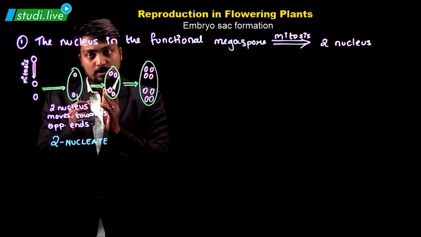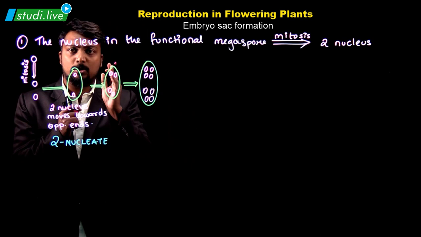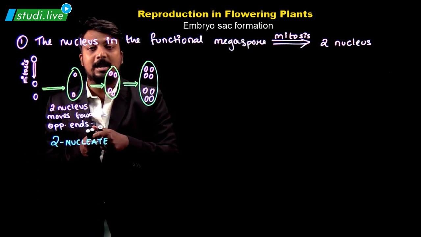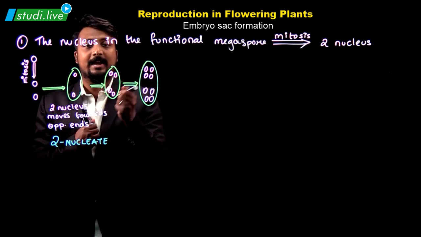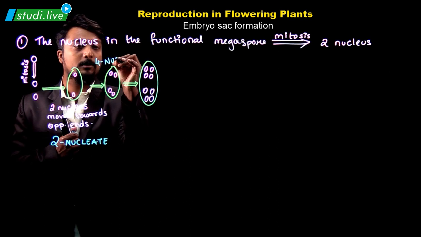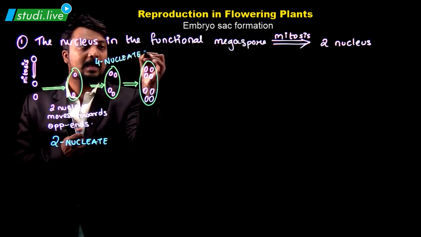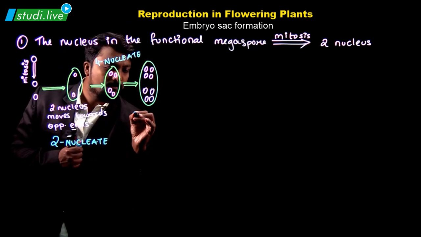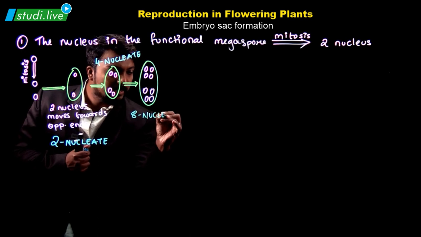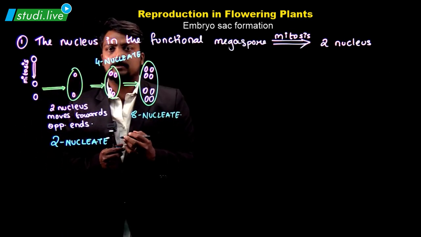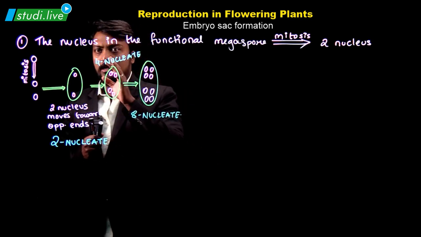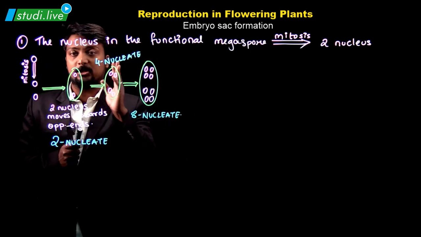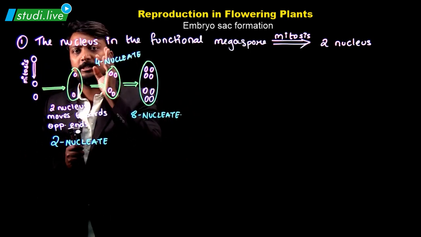Understood, kids? So first, the nucleus underwent mitosis. It became two. We had a two nucleate phase. Then it became four, again going through mitosis. This is a four nucleate phase. And then it again undergoes mitosis and forms an eight nucleate megaspore. So this is the eight nucleate phase. These are the cell divisions happening here. Three times mitosis. So one becomes two, two cells become four, four cells become eight.